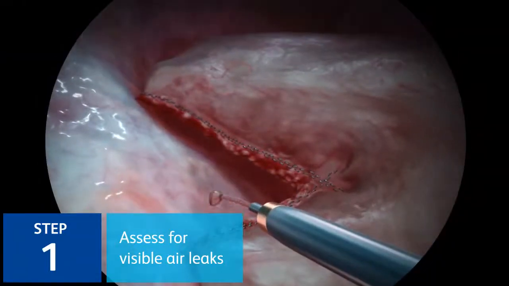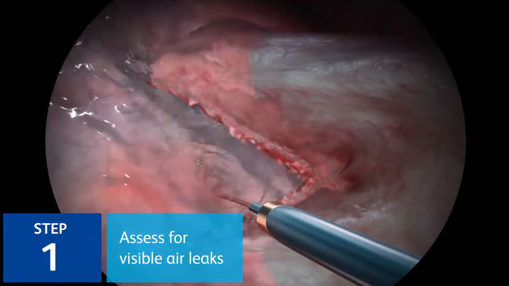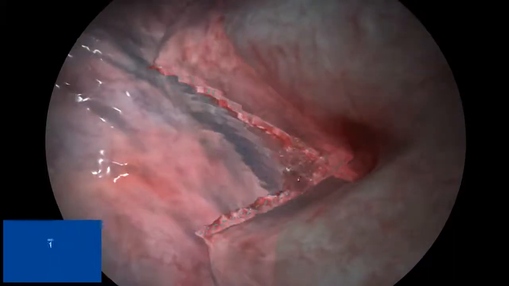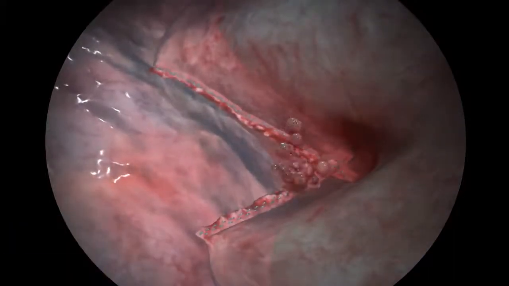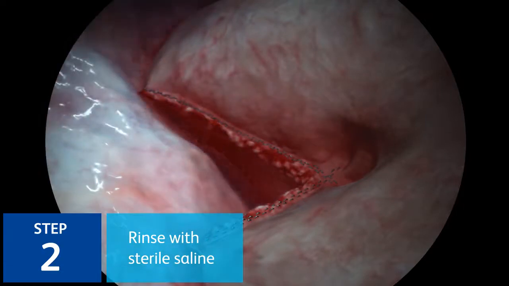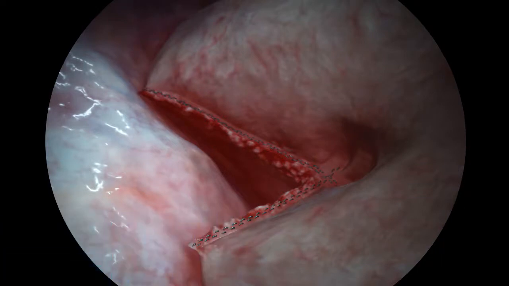Step 1. After applying standard suture or staple closure methods to seal identified air leaks, assess for persistent visible air leaks from the visceral pleura. Step 2. Rinse the visceral pleural surface to be treated with sterile saline to remove any pooled blood or blood clots with irrigation and/or suction.